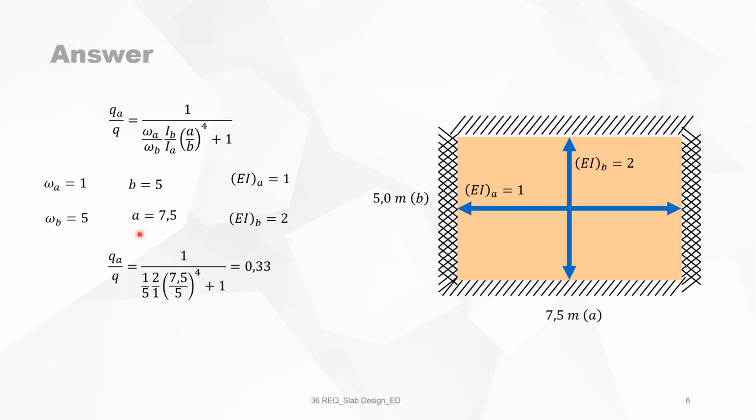So we use this formula, plug in the different variables and calculate it. So we arrive at QA over Q is equal to 0.33. So 1/3 of the total load is coming from direction A, and 2/3 of the load is in direction B.